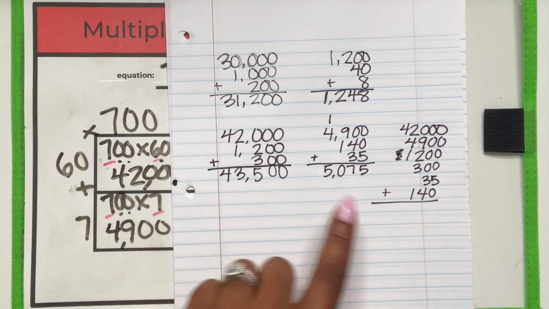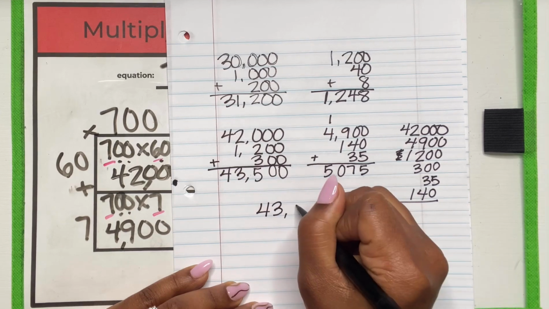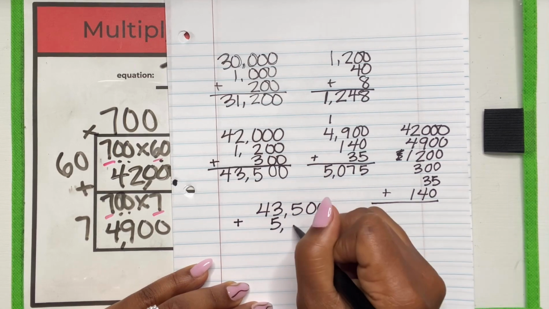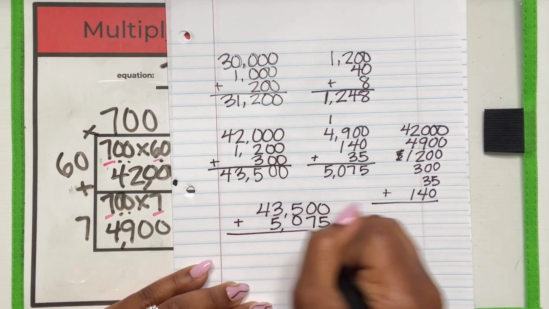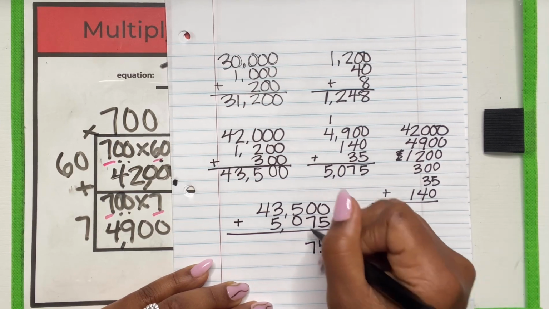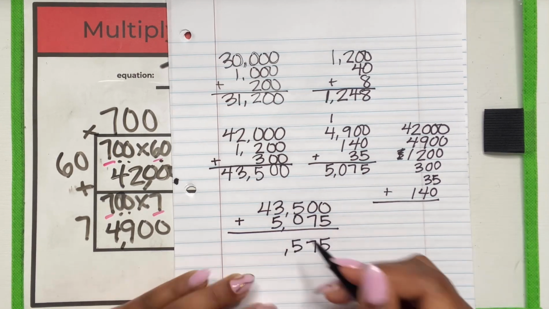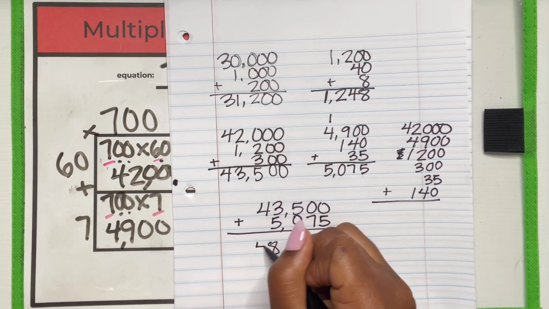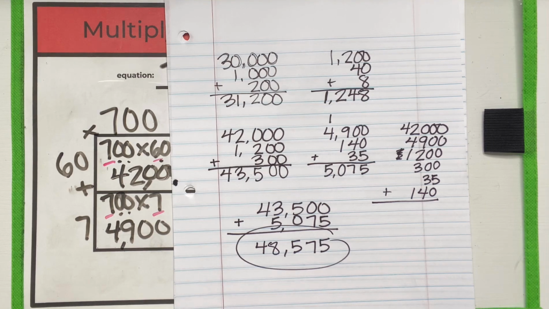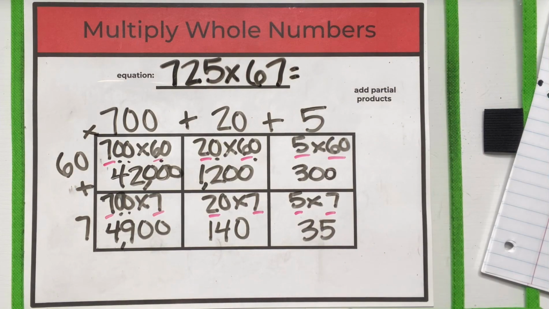All right. Now I'm going to take these two and add them up. 0 plus 5 is 5. 0 plus 7 is 7. 5 plus 0 is 5. 3 plus 5 is 8. Bring down that 4. Okay. 48,575. That's our answer. We're going to do one more.